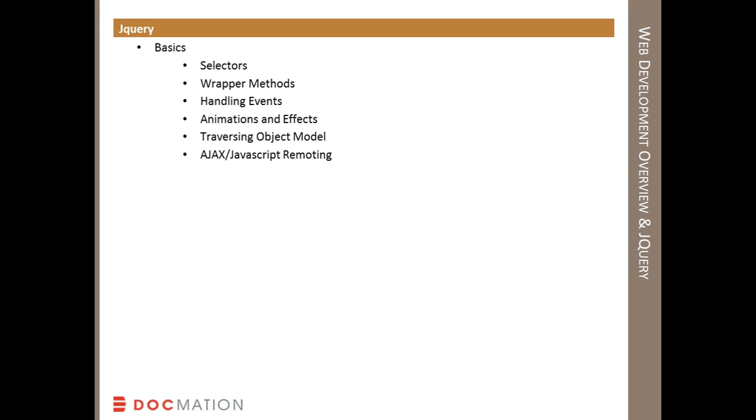We spoke about AJAX briefly yesterday, or it's also called JavaScript remoting. So using JavaScript, you're able to communicate with a remote server and exchange data between the two. And you can exchange either pure XML, JSON data, or in some cases, you can also get and retrieve HTML content. So these are the things that we would be covering in the current class today.